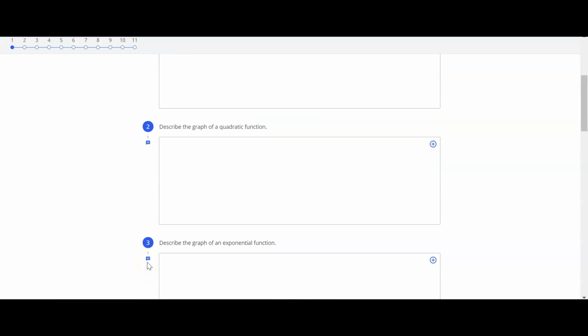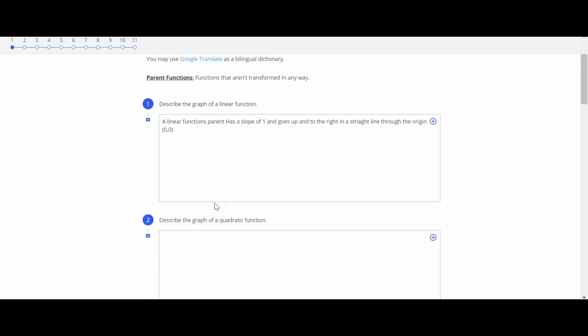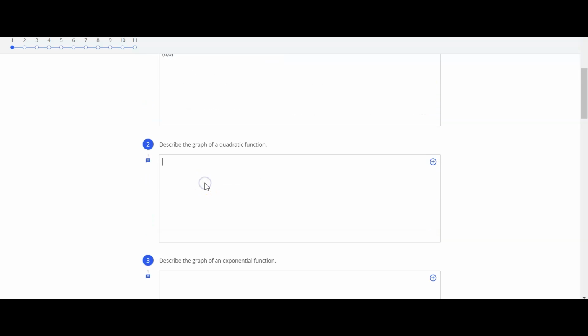Number 2, describe the graph of a quadratic function. The graph of a quadratic function looks like a U, is called a parabola, and either opens upward or downward at either a maximum or minimum vertex.